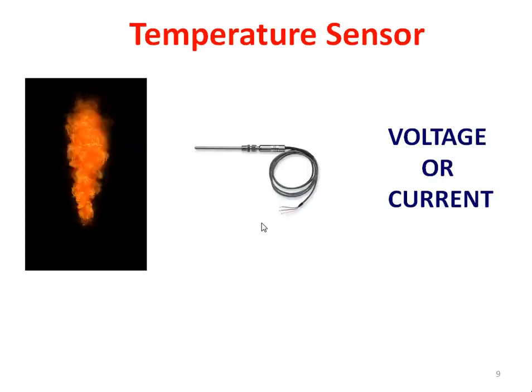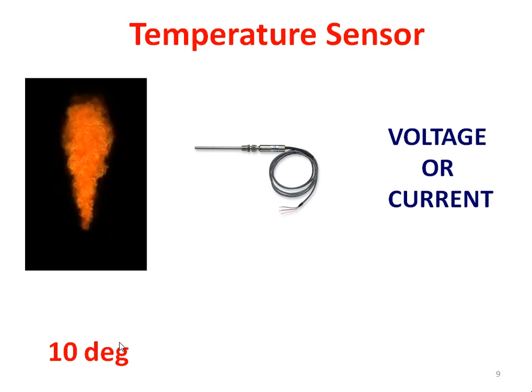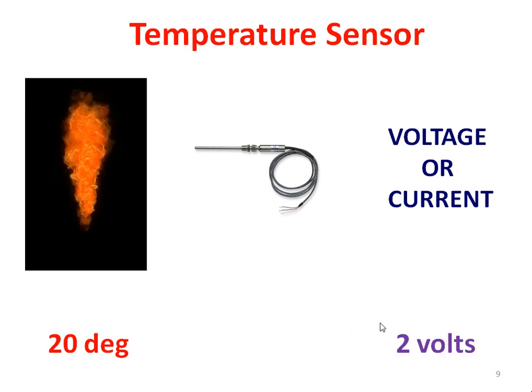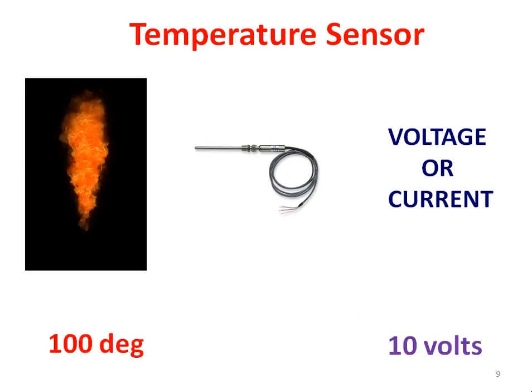So how does it work? Suppose the temperature is 0 degrees Celsius, there is no heat inside the boiler, then the output of the temperature sensor would be 0 volt. If the temperature is 10 degrees Celsius, it will give 1 volt. If it is 20 degrees Celsius, the output will be 2 volt. Similarly, for 50 degrees, 5 volt, and for 100 degrees it will provide 10 volt. This is only for our understanding purpose. The output voltage depends upon the sensor rating.